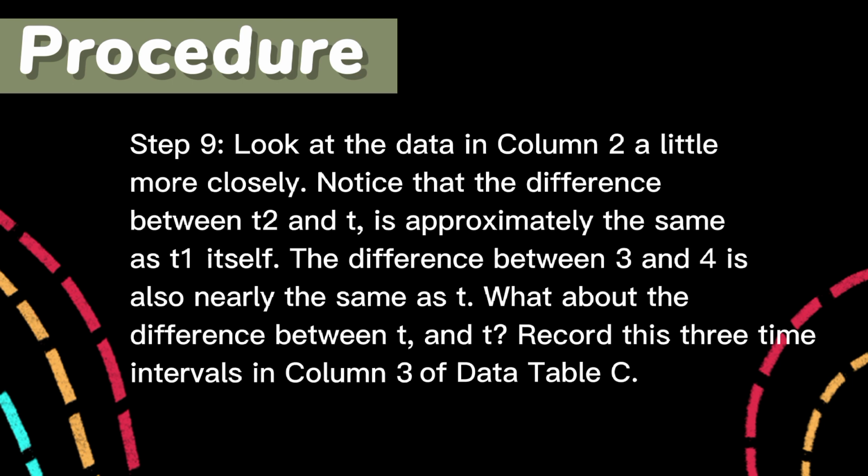Step number 9 is to look at the data in column 2 a little more closely. Notice that the difference between t sub 2 and t sub 1 is approximately the same as t sub 1 itself. The difference between t sub 3 and t sub 2 is also nearly the same as t sub 1. What about the difference between t sub 4 and t sub 3? Record these 3 time intervals in column 3 of data table C.